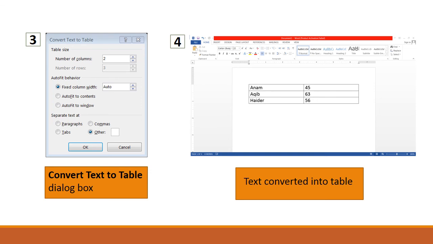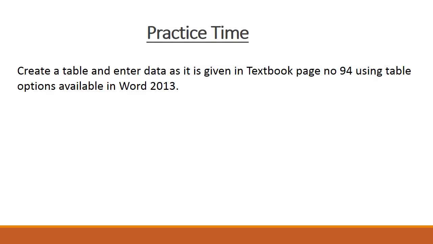In step 4, you can see our text is converted into a table. Now practice time. Create a table and enter data as it is given in your textbook, page number 94, using different table options that we have discussed in this lecture. Solution steps are given. You can follow from the book. Hopefully it's clear to you.